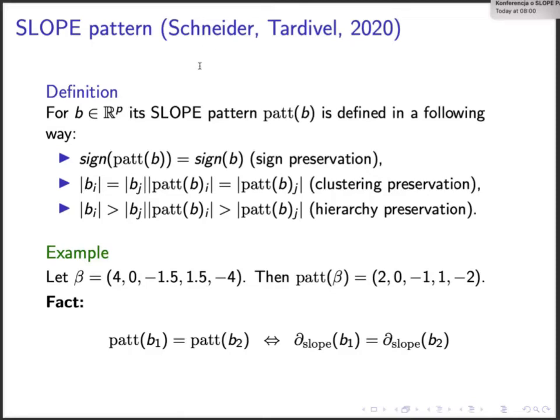So this is a slope pattern. What is a slope pattern? What can slope do? Slope can identify... for every vector b in R^p, we define its pattern in the following way. Let's go through the example. Here we have a beta vector, and the pattern tells us which clusters we observe in terms of the absolute values in this vector. The pattern preserves the sign of beta.